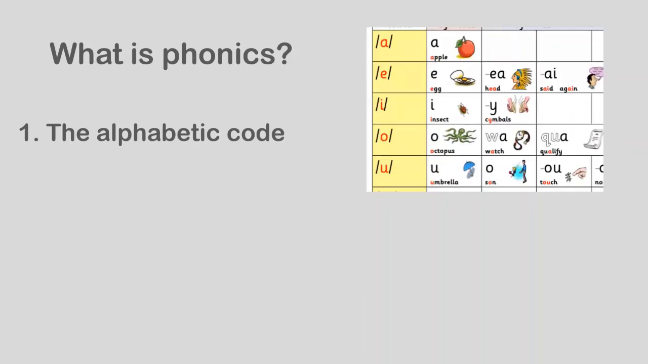So what is phonics? There are three broad strands to phonics, all three of which you need to know, all three of which the children need to know. So the first is the alphabetic code. This is the understanding that there are different phonemes in English. A phoneme is the smallest unit of sound that speech can be broken into.